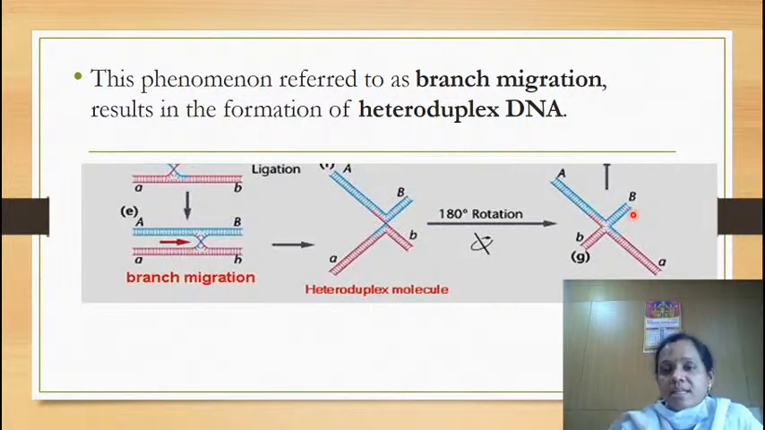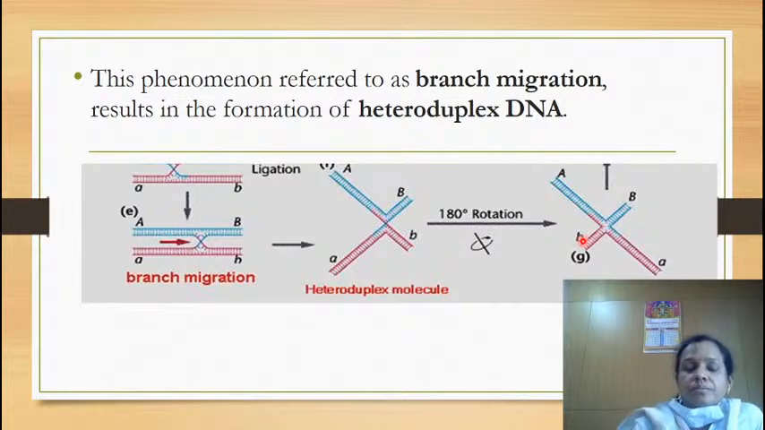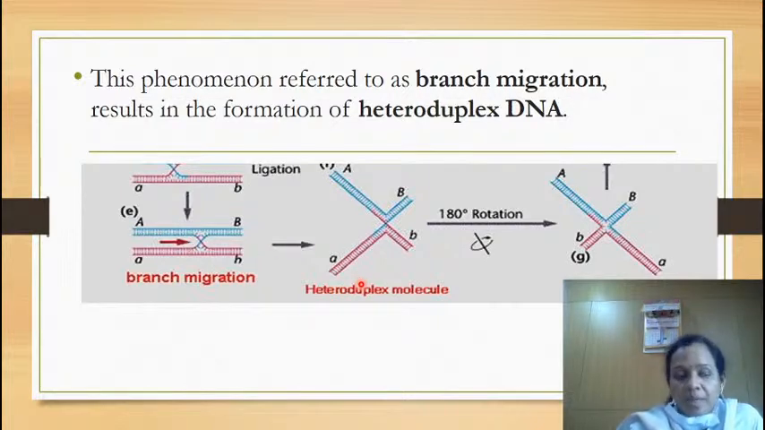Now this is how the heteroduplex appears when it rotates. This is how it is shown. So what will happen? There is a crossing over, and the crossing over is called branch migration. The product that we get from the branch migration, you call it heteroduplex.